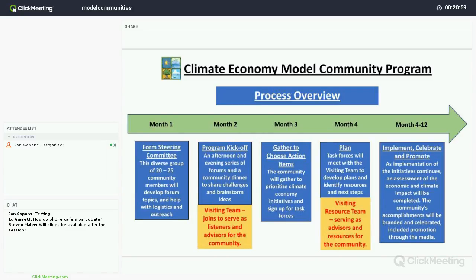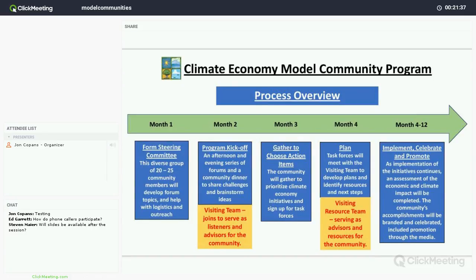So let me just run through how, and this is the similarity between the community visit process and our model community program, is this process that I will describe here. What we will do in a community is we will start by forming a steering committee, a group of 20 to 25 community members who will really be our key community partner as we engage this effort. They will help us brainstorm some of the themes for our program kickoff. They will help us with the outreach to spread the word to the community.